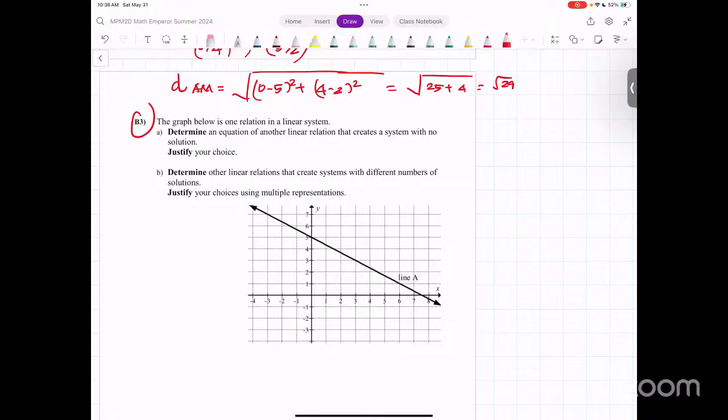This is the real thinking question. Open-ended test, we call it.